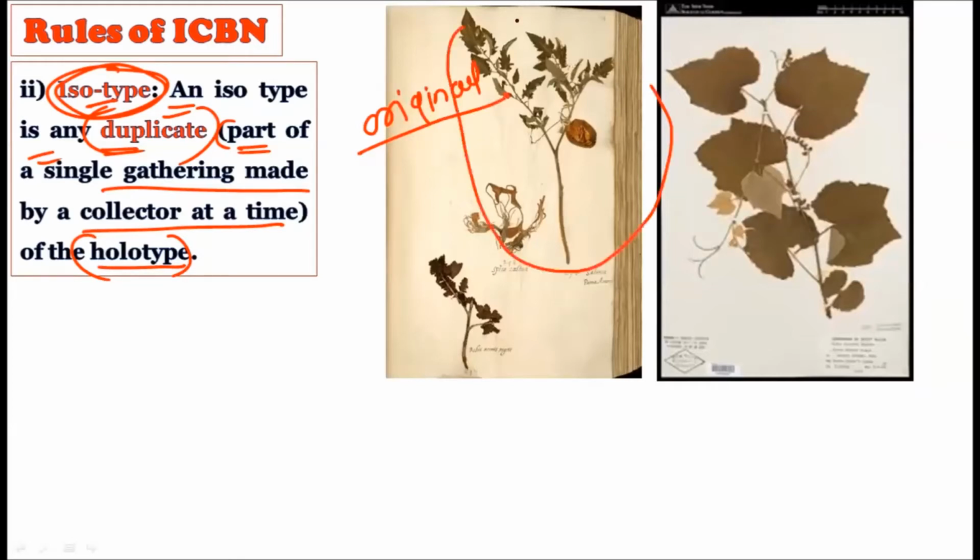For example, the original material we have collected is considered as a holotype, and along with this material, the other parts of the material or the duplicate plant material are collected, then in such a case these materials are considered as isotypes. So what is the difference between holotype and isotype? Holotype is the original plant material through which the nomenclature and publication has been done, and alongside this first plant material collection, whatever other material is collected which is a duplicate or similar or a part of it, we call that material an isotype.